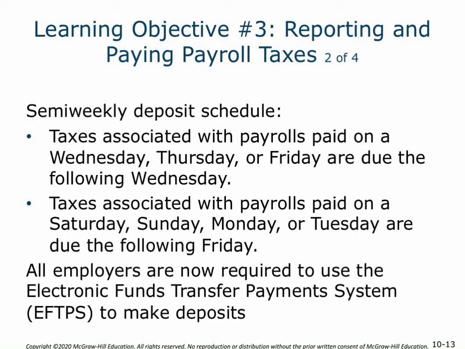So Wednesday's deposit would be associated with payroll paid on Wednesday, Thursday, Friday. You're going to be due on the following Wednesday. And then Saturday, Sunday, Monday, and Tuesday will be due on the following Friday. And they're going to do that through an electronic funds transfer.